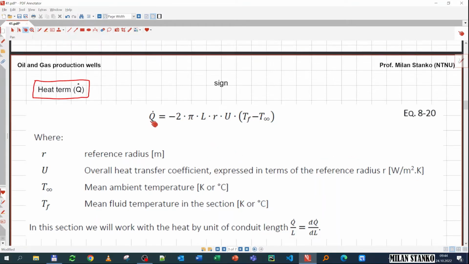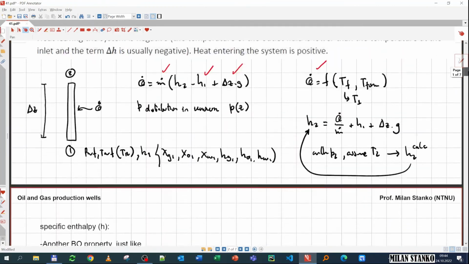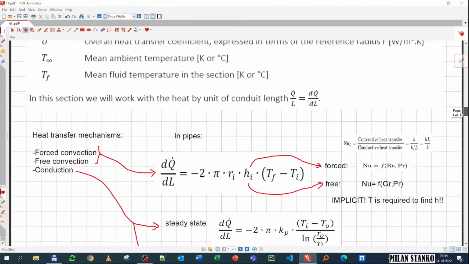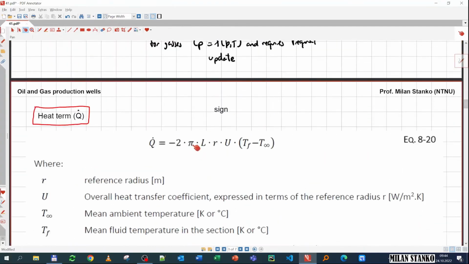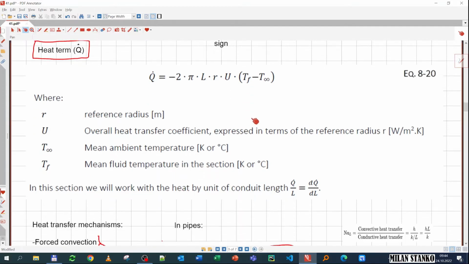We typically don't work with Q in watts, but with Q per unit of length, or in differential terms, dQ/dl. That is what our energy equation was based on; we expressed it in this differential equation, dQ/dl. If we remove that, it's simply 2 pi r times U. Okay, so now let's see how we find that U, and how we account for what has happened between the fluid and the ambient.